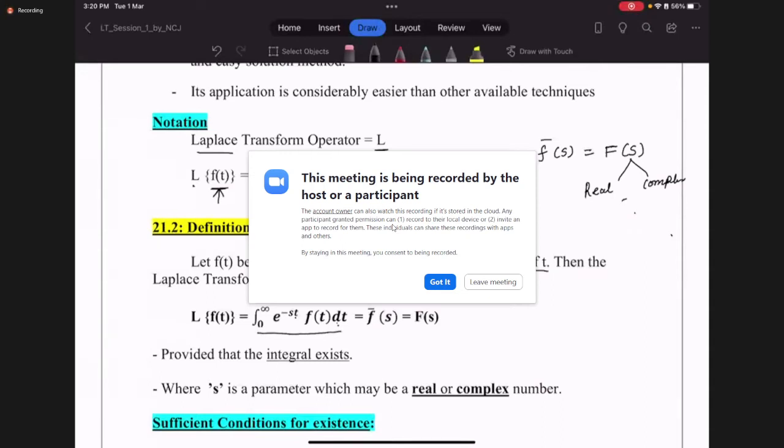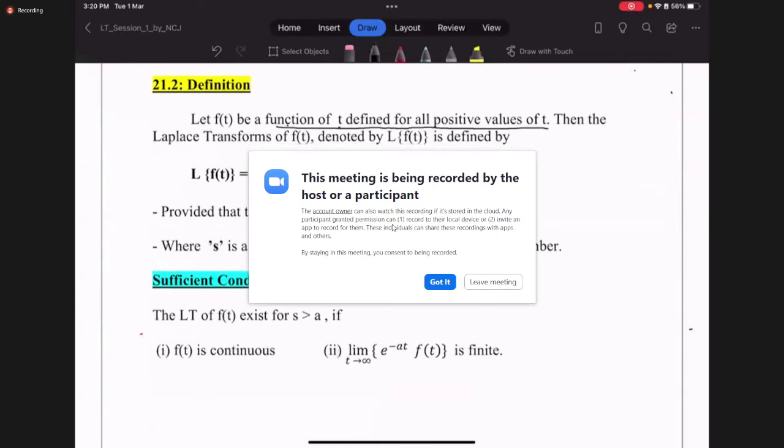Definition should be by heart. If I want to find Laplace for any function, then I'm going to use this definition and will get my answer. What is the sufficient condition for the existence of Laplace transform? It says that the Laplace transform of ft exists for s greater than a, if the function is continuous and its limit as t tends to infinity is finite. This is the sufficient condition for existence of Laplace.